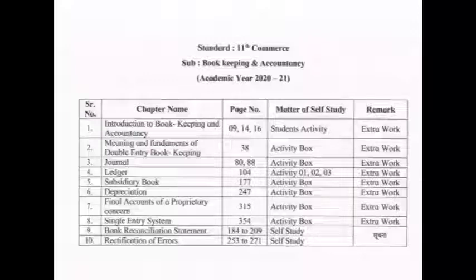The next chapters, chapter number 9 and 10, bank reconciliation statement and rectification of error, are for self-study this year. So this year no question will be asked on these chapters. It is clearly stated that in question number 4 and question number 5, the question will be asked with an option. There will be an option of chapters like rectification of error and bank reconciliation statement.